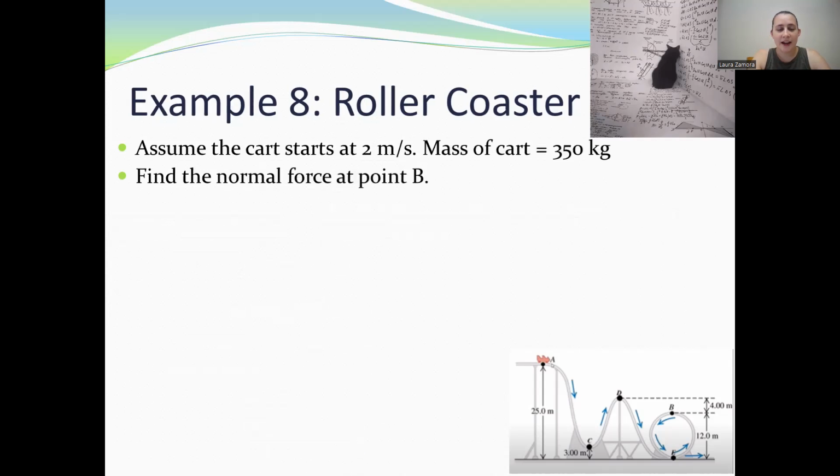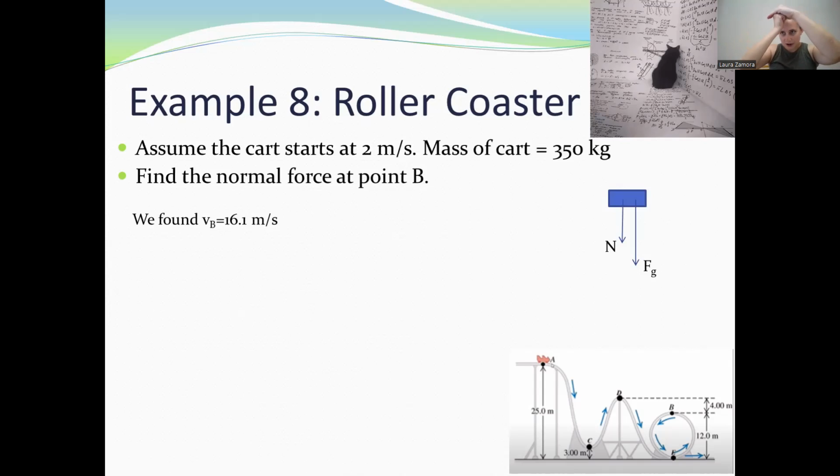Okay, let's take a look at the normal force at point B. We found that the speed at point B is 16.1 meters per second. Here I'm going to draw a free body diagram of the cart at that location. We have the force of gravity pulling it down towards the center of the earth. And in this case, the normal force, the supporting force, is also down, right? Because the cart is kind of suspended underneath the rails.